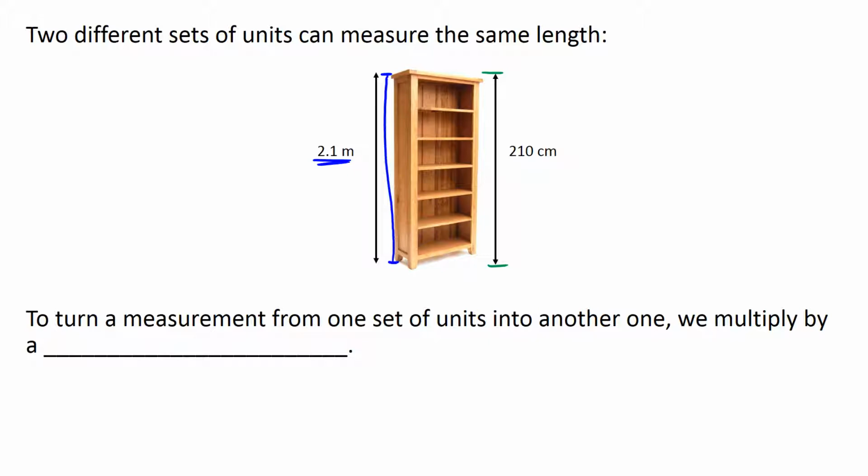So to turn a measurement from one set of units into another one, we have to multiply by a conversion factor. We get these factors from that table of unit conversions that we saw in the previous slide, and I'll show you how to use that in just a second.